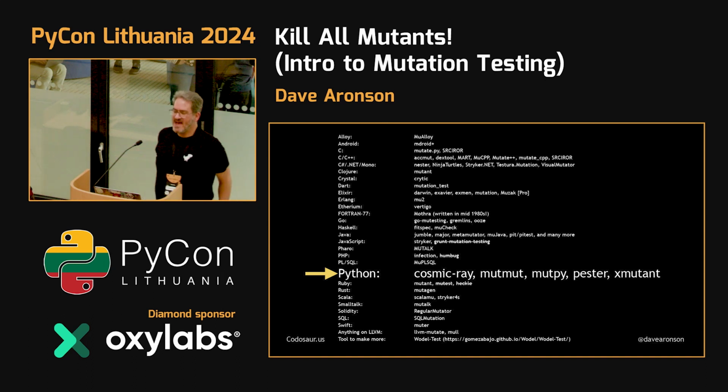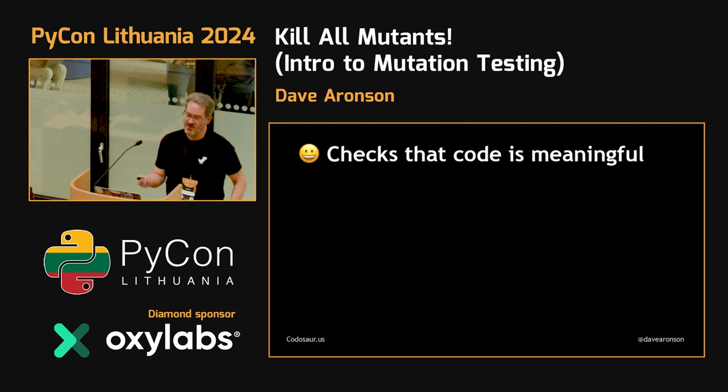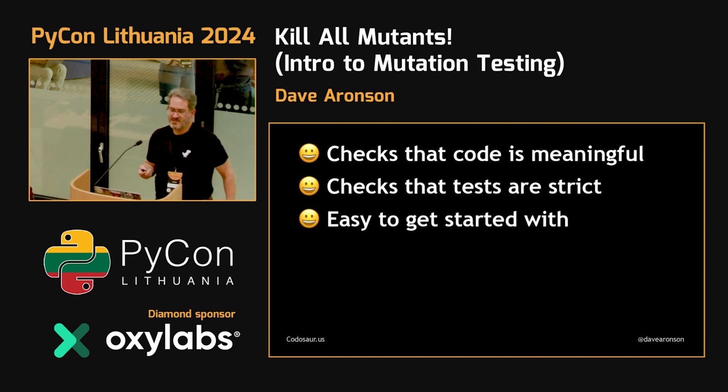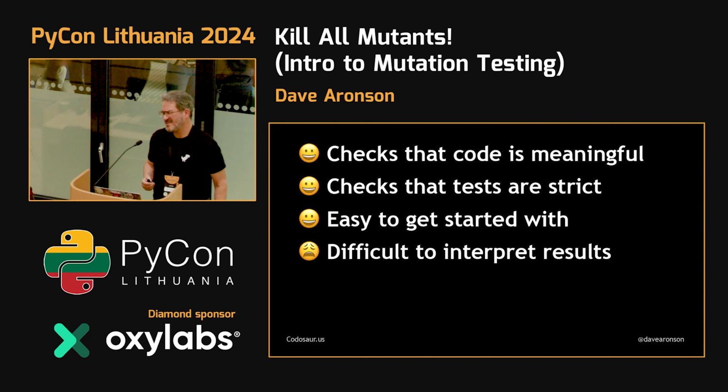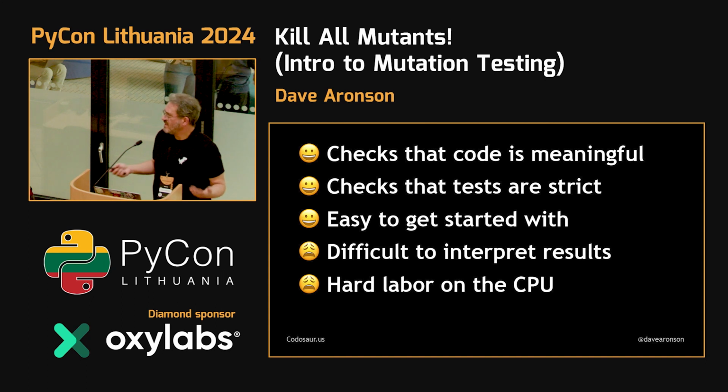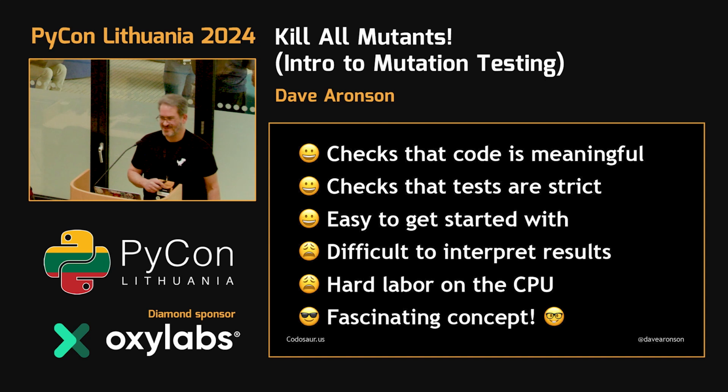To summarize at last, mutation testing is a powerful tool to ensure that our code is meaningful and our tests are strict. It's easy to get started with, but it's not so easy to interpret the results, nor is it easy on the CPU. Even if these drawbacks mean it might not be all that great a fit for our current projects right now, I still think it's just a really cool idea in a geeky kind of way.